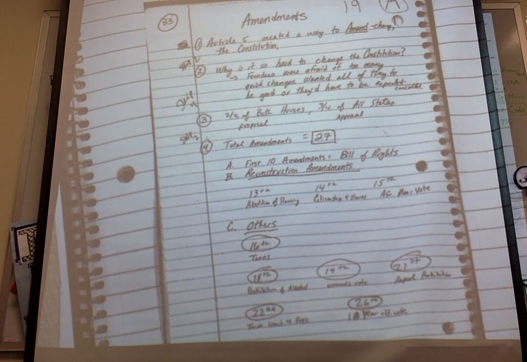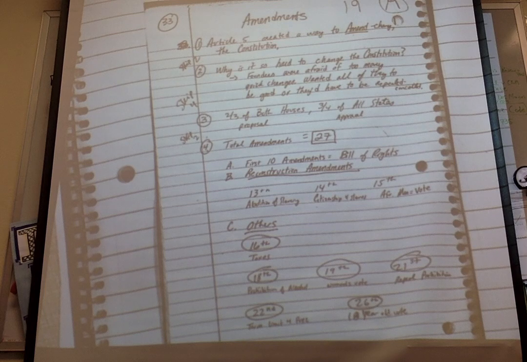So it tells us what the amendment is. Article 5 created a way to amend or change the Constitution. So they needed to come up with a process of how they can make a change to the Constitution. That's called an amendment, to amend. They wanted to make it very difficult. Our forefathers really wanted to make it difficult to make a change to the Constitution because they didn't want a quick change. They wanted all of them to be good, and they have to be repealed or canceled.